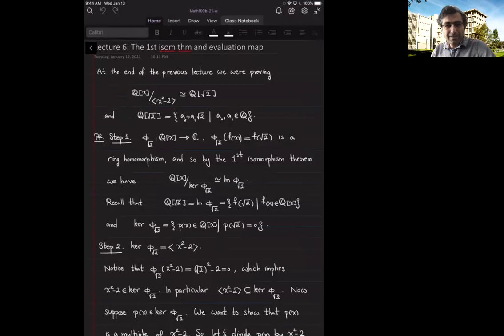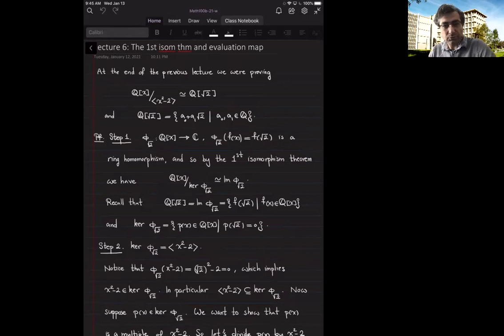Hello. In the previous lecture, we defined the quotient ring and we proved the first isomorphism theorem. And we were in the middle of proving that the quotient ring of the ring of polynomials with coefficients in Q, rational numbers, quotient out by the ideal generated by x squared minus 2 is isomorphic to Q joint root 2.